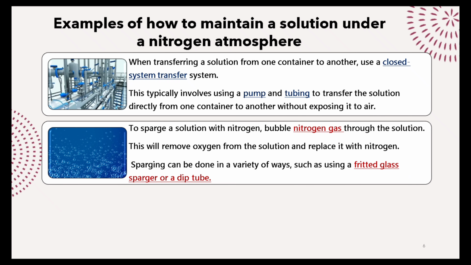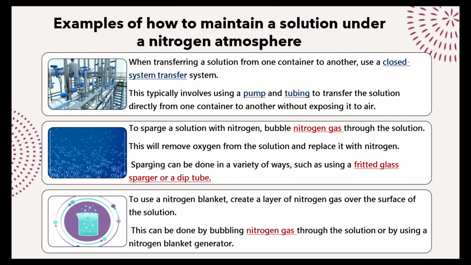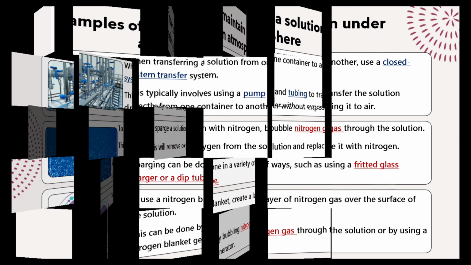To sparge a solution with nitrogen, bubble nitrogen gas through the solution. This will remove oxygen from the solution and replace it with nitrogen. Sparging can be done in a variety of ways, such as using a fritted glass sparger or a dip tube. To use a nitrogen blanket, create a layer of nitrogen gas over the surface of the solution. This can be done by bubbling nitrogen gas through the solution or by using a nitrogen blanket generator. Let's navigate to the next slide.